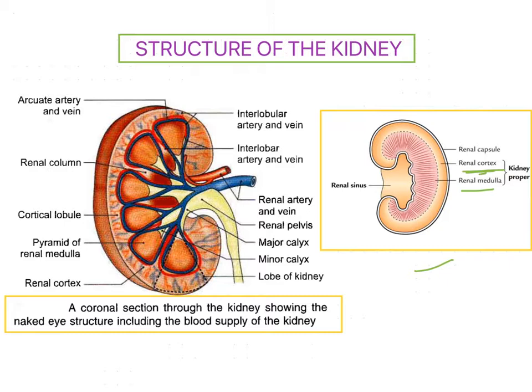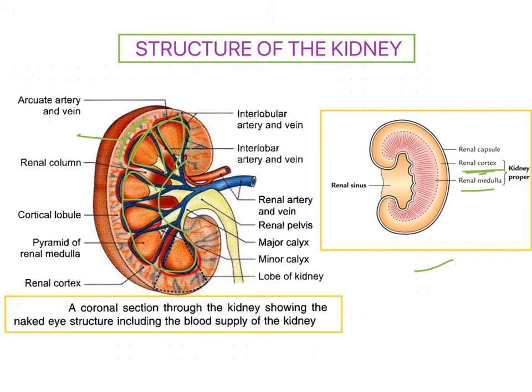The next inner layer to the renal cortex is the medulla, which is pale in color and shows a pyramidal appearance. Here you can find these pyramid-like structures in the medullary region. So this is the cortex, and the inner layer forms the medulla. This area is called the medulla, and the medulla shows a pyramidal appearance.